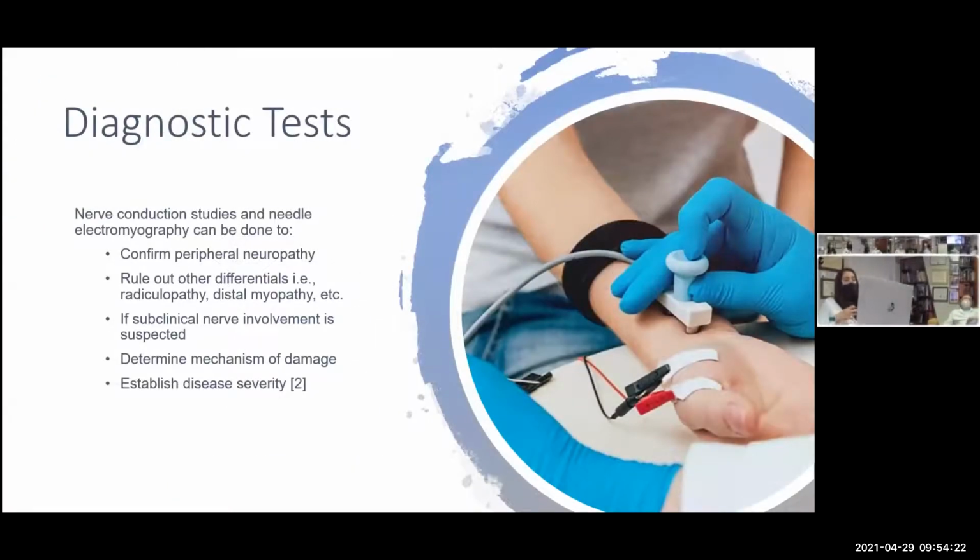To diagnose the neuropathy itself, we have things like nerve conduction studies and needle electromyography. And you can do these to confirm that it is in fact a peripheral neuropathy. You can rule out other differentials like radiculopathies, distal neuropathies. And sometimes if you have a high suspicion that there's subclinical nerve involvement, maybe the patient's not having frank symptoms and you wanted to see if they were in fact having any nerve issues, these tests would be useful. And you can also use these to establish the severity of the disease.